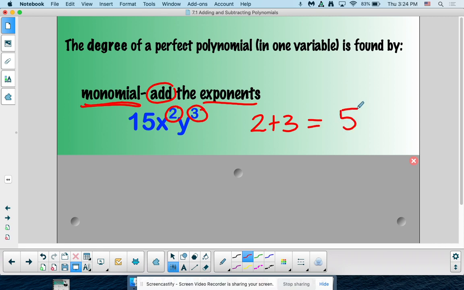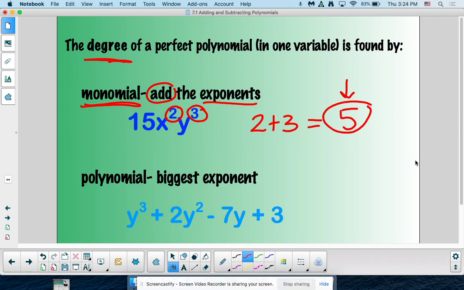And this will make sense later when we're going to ask you to classify your polynomials. One of the things you're going to be asked to do is find the degree. And this is how you do it if it was a monomial. It would be a degree of 5. Now, if you have a polynomial, so more than one term, you take the largest exponent. If I look here, my largest exponent is to the power of 3. So your degree would be 3.